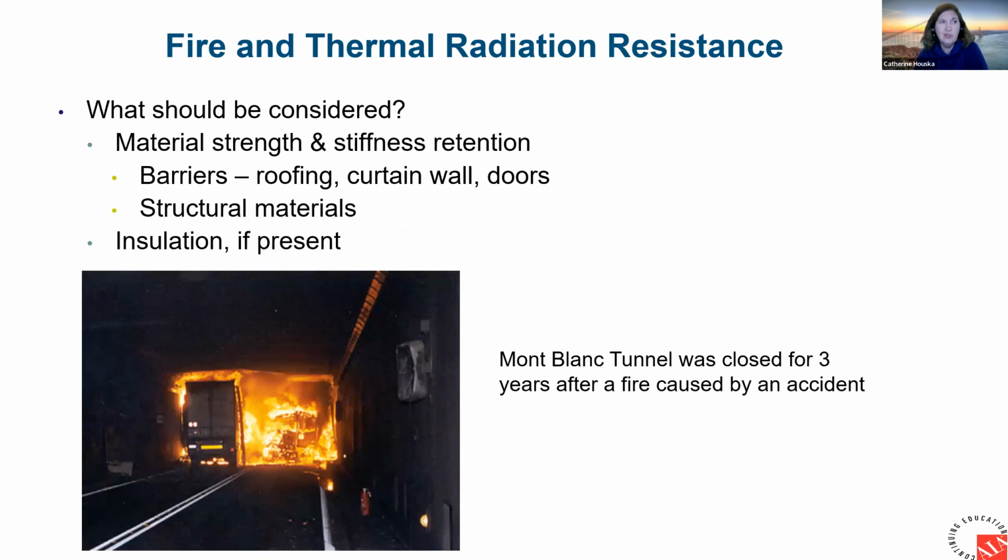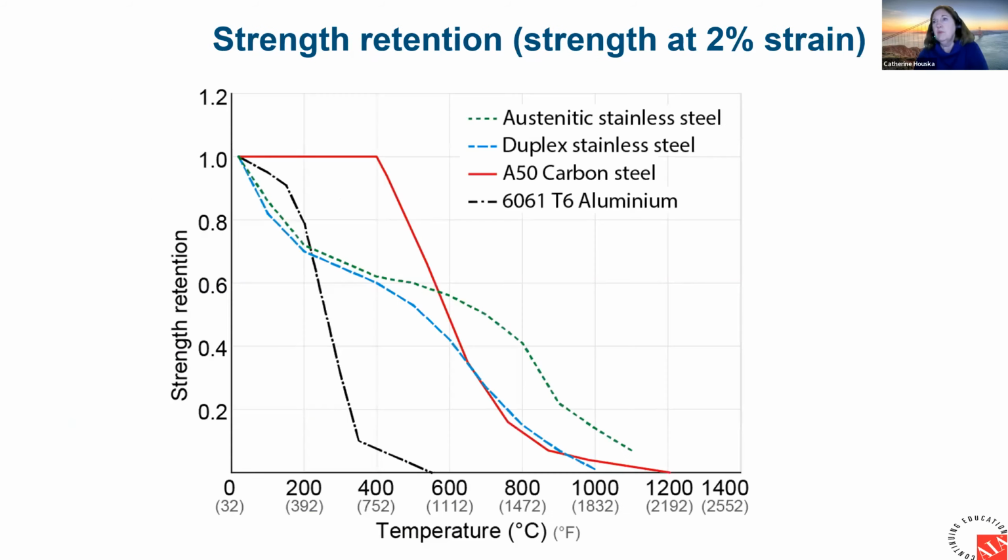Fire and thermal radiation resistance is another advantage of stainless steel. It depends on the application as to how much benefit you achieve. So this looks at strength retention with increasing temperature. Of course, aluminum is a low melting point material, so we don't expect it to provide good performance, and that's part of why it's being replaced in some building applications because of concern about fire.